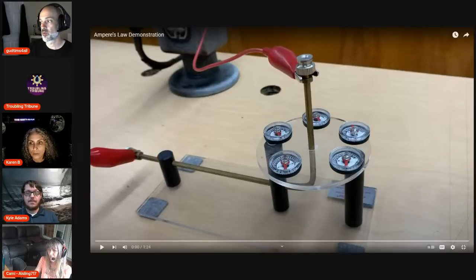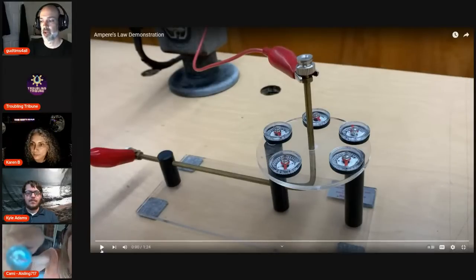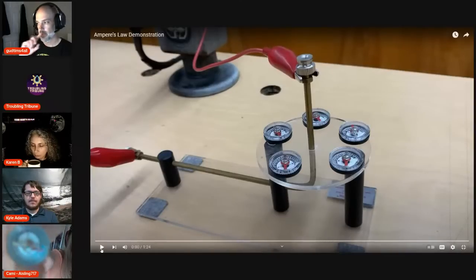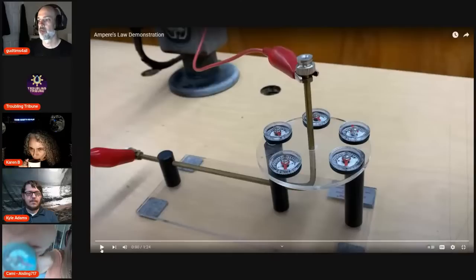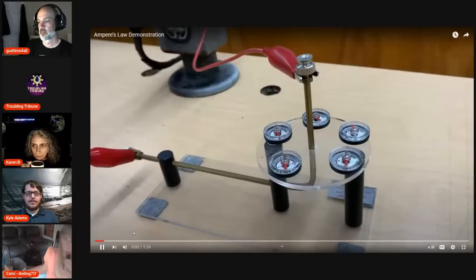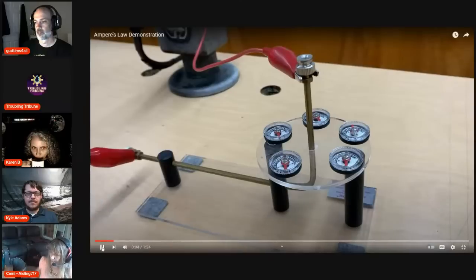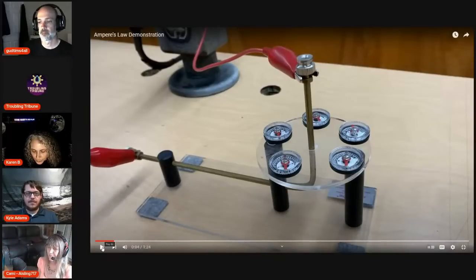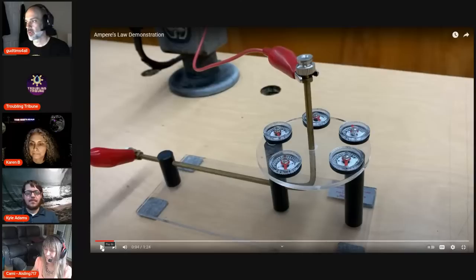Now you'll notice this one has been reversed. It's happened to my magnets and my compasses as well. When you play with magnets and compasses, it's very possible. But check this out. This is neat. Okay, this is a demonstration of Ampere's law. Are you guys hearing that? Yes. Yep. Okay, all righty.